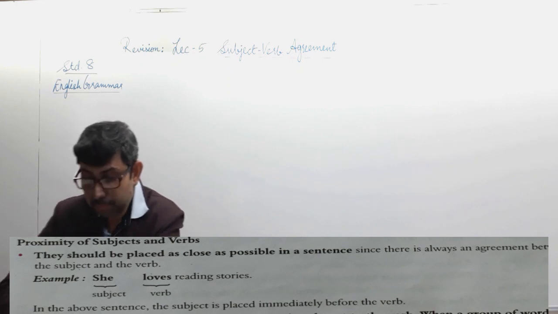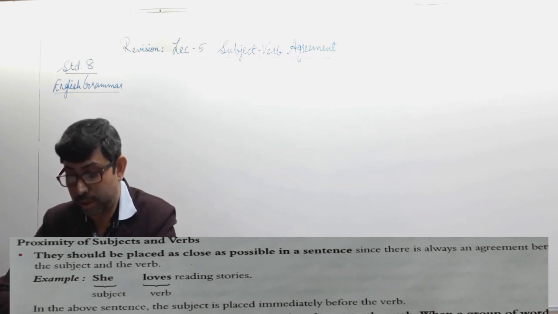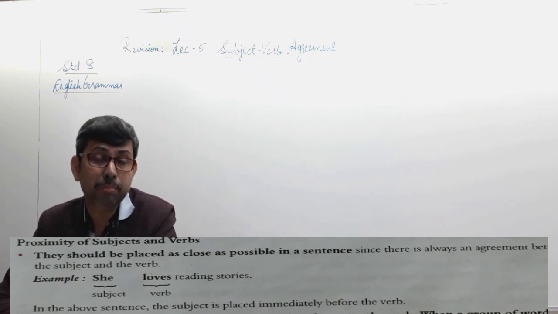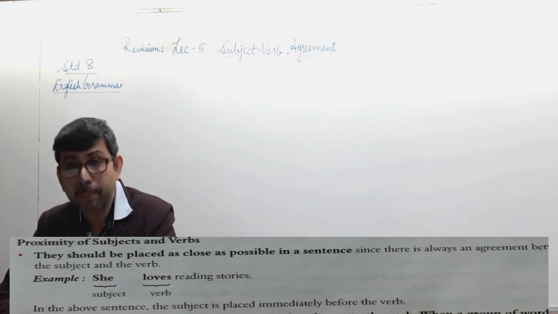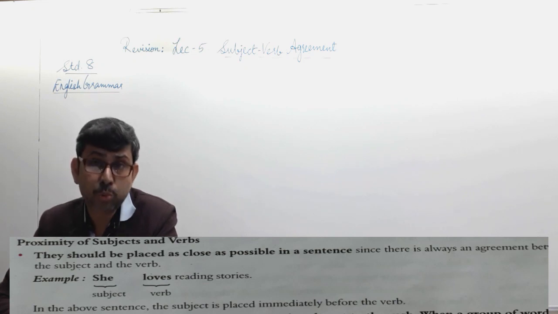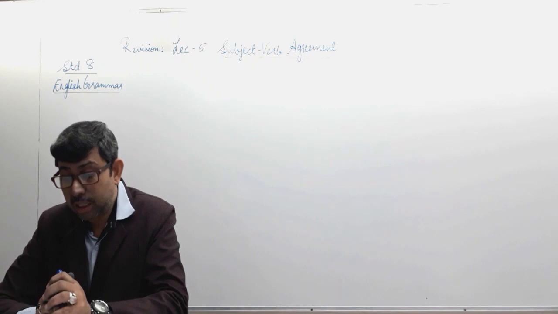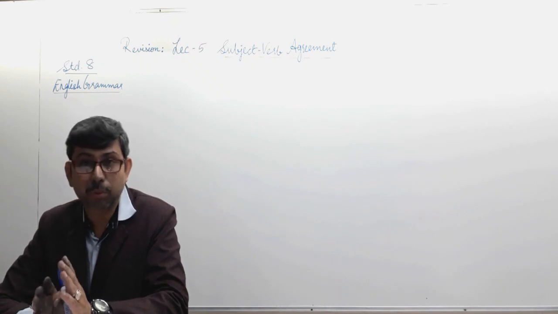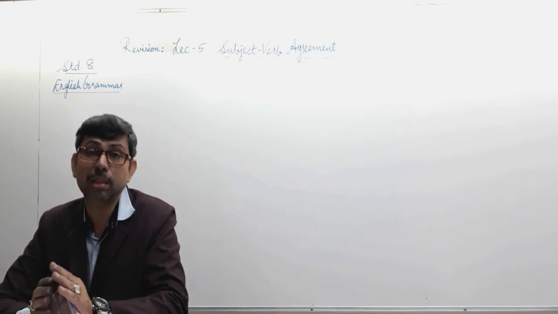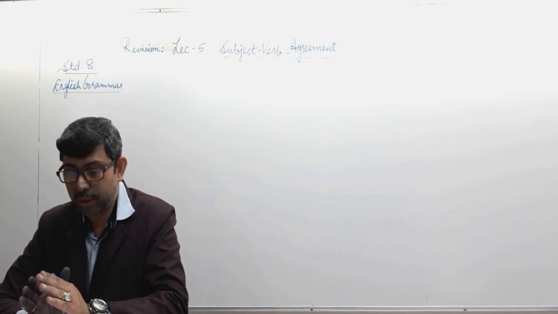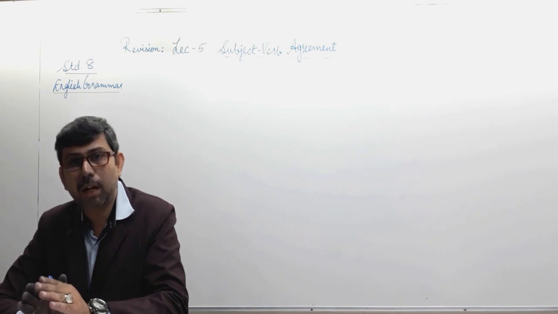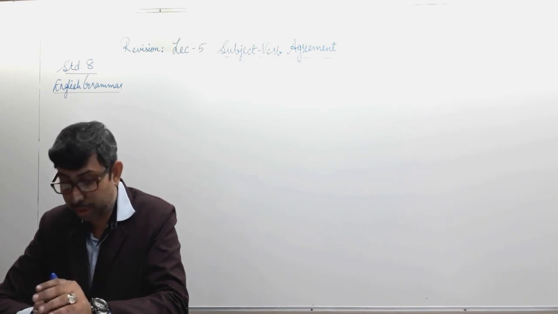In the example sentence you can see, "She loves reading stories," where you will find she is the subject, a singular third person pronoun, and followed by that the verb has been placed very close to it, that is loves. The word loves comes soon after the subject. In the above sentence the subject is placed immediately before the verb. She loves reading stories, where the word loves, which is used in the singular form, is put soon after the subject.